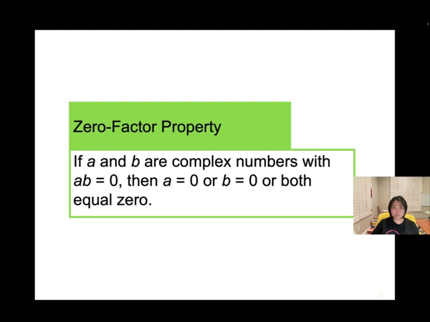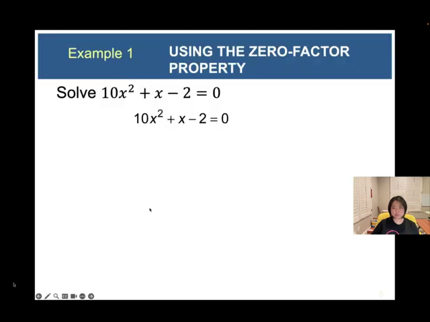Zero factor property. If a and b are complex numbers with a times b equal to 0, then a equals 0 or b equals 0, or both equal 0. For example, we have 10x squared plus x minus 2 equals 0. We only have one variable, and this is the second degree, so this is a quadratic equation.